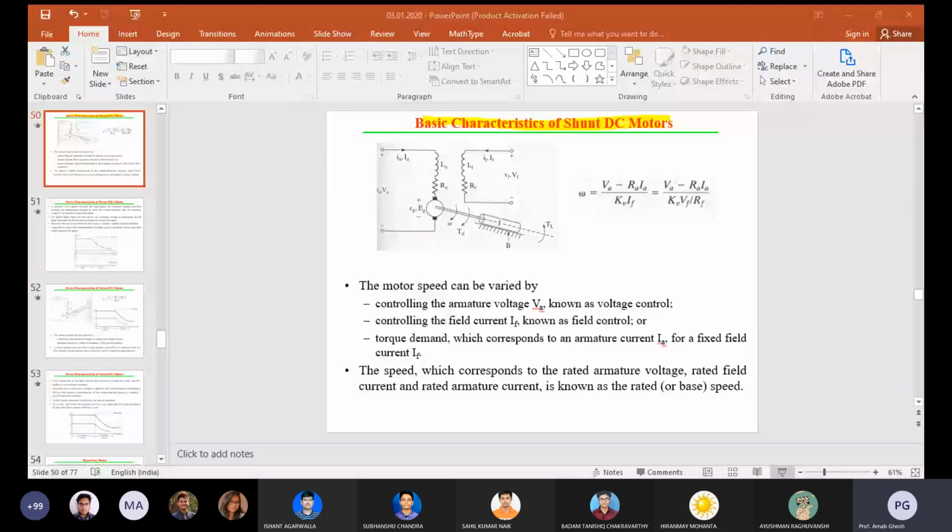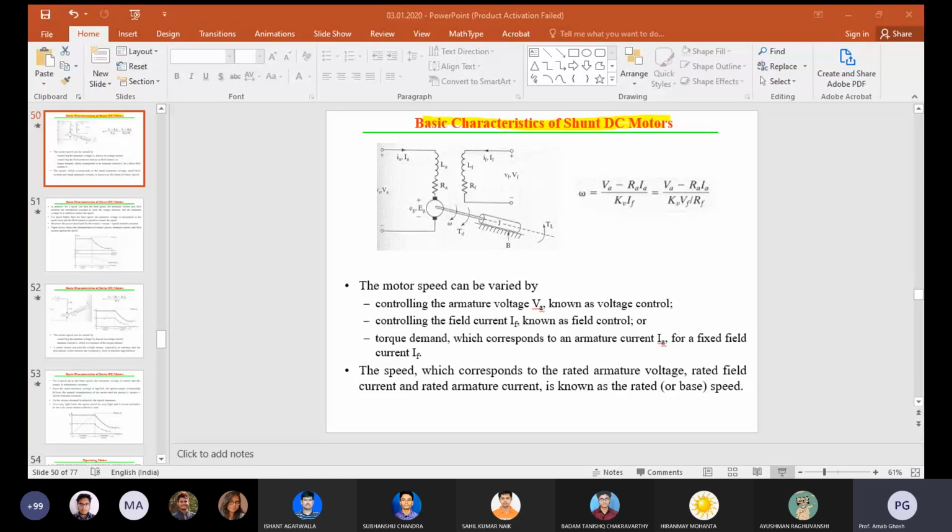In this case, you know that torque is proportional to Kv phi IA. Now for the series motor, phi is also directly proportional to your current. So torque is directly proportional to I squared, so they are parabolic in nature. That we can observe from this, the very basics of the DC series motor.